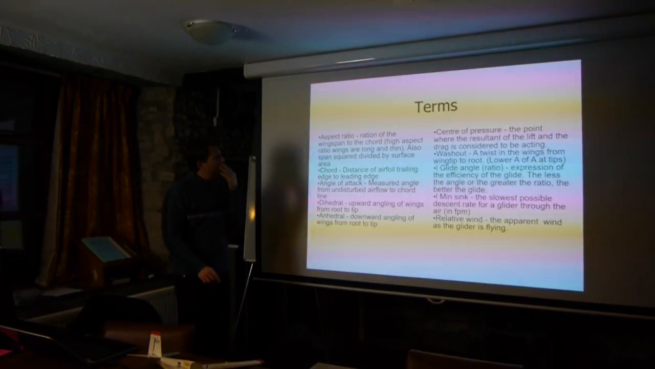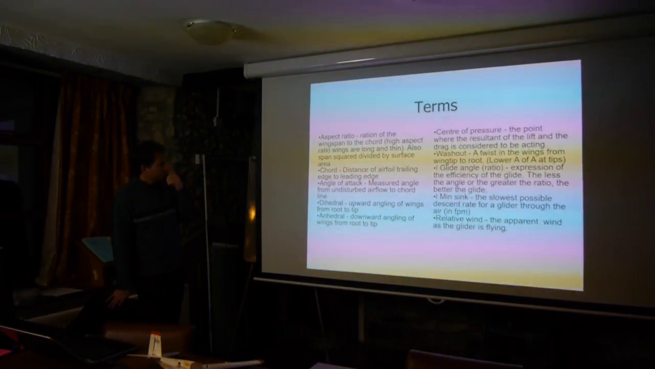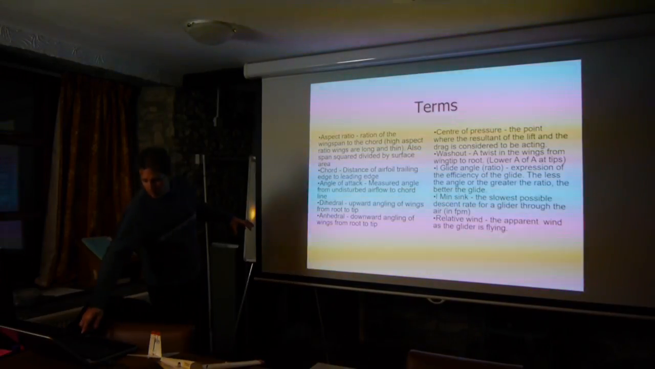So just to recap a few of the terms we've seen. Aspect ratio is the ratio of the wingspan to the chord. High aspect ratio means the wing is thin and long. It's also the span squared divided by the surface area. So span.